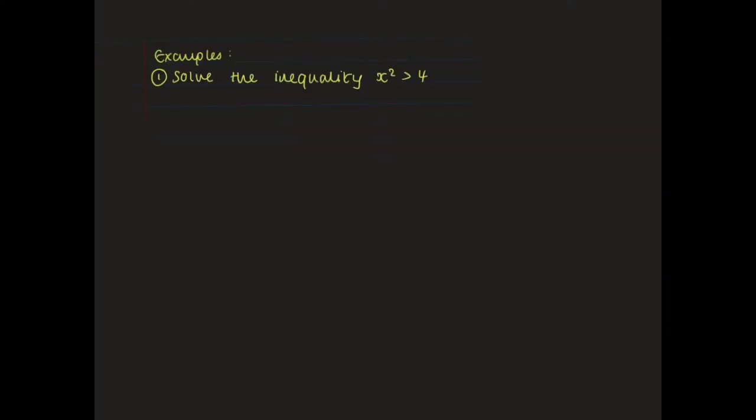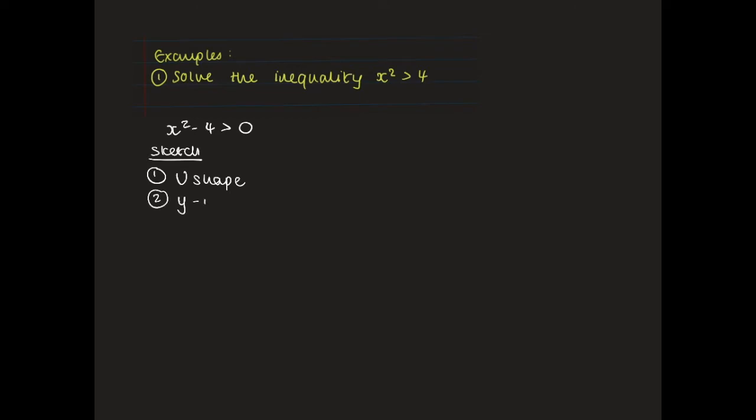So let's look at a couple of examples. The first thing I need to do is move everything over to one side, so that I've got everything on one side and 0 on the other. Now I need to sketch. When I'm sketching, the first thing I need to think about is the shape. I know that this is a positive x squared. I don't have a negative x squared, so I'm going to have a U shape.